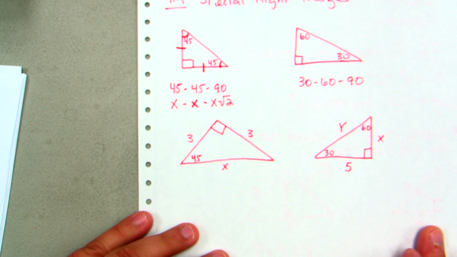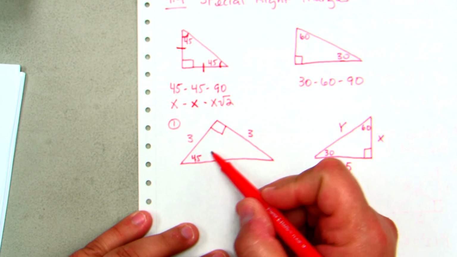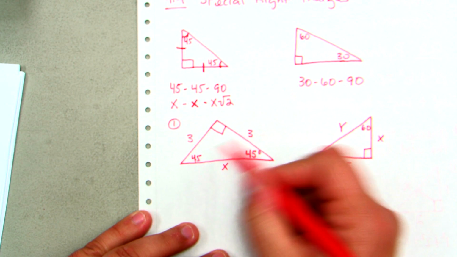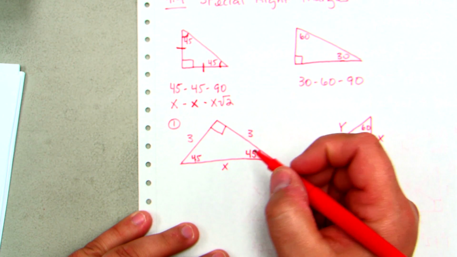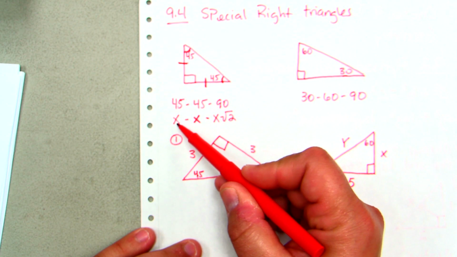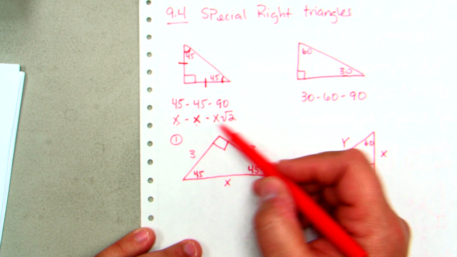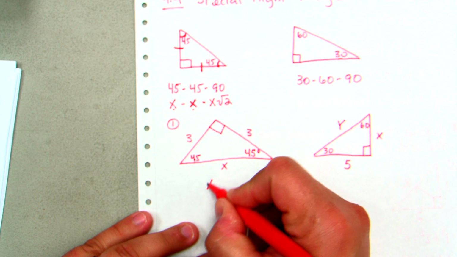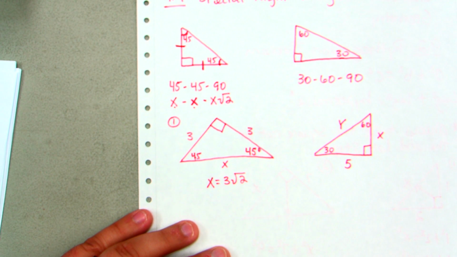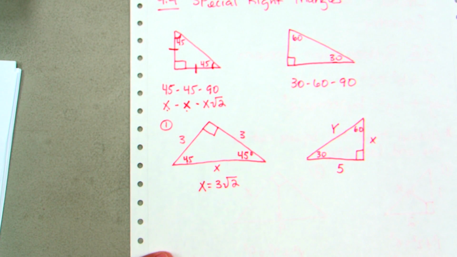An example would be here, number 1. We have a 45 and a 90, so obviously this other angle has to be 45, and the sides opposite are 3. If I go back to my formula, opposite the 45, this was 3 and that was 3, so all I do is multiply 3 times the square root of 2. That gives me x is equal to 3 times the square root of 2. We don't need to go into our calculator and calculate that out to a decimal. So that is the 45-45-90.